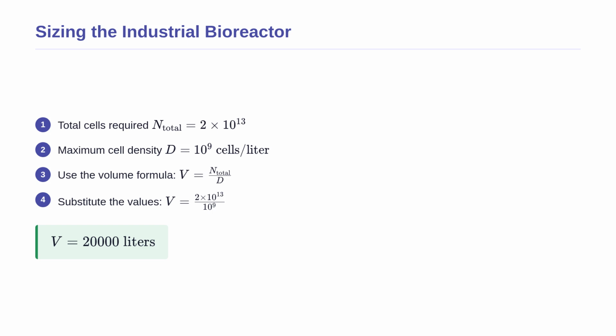Substituting our values, we divide 2 times 10 to the power of 13 by 10 to the power of 9. The final answer reveals that we need exactly 20,000 liters of culture volume. This means the company will need a massive industrial-scale bioreactor to produce just 5 grams of pure insulin. It perfectly illustrates why biotechnologists constantly work to engineer stronger promoters to increase per-cell yield and cut manufacturing costs.